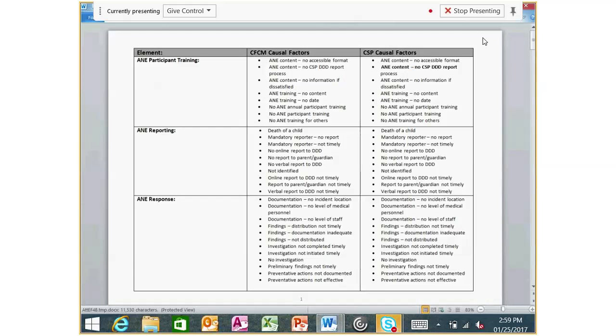The elements and causal factors that the case manager is responsible for mostly pertain to things like monitoring and coordination of a person's plan. One of the areas where that is clear is in ISP monitoring. You'll notice that the case manager has a majority of the causal factors that pertain to quarterly monitoring.